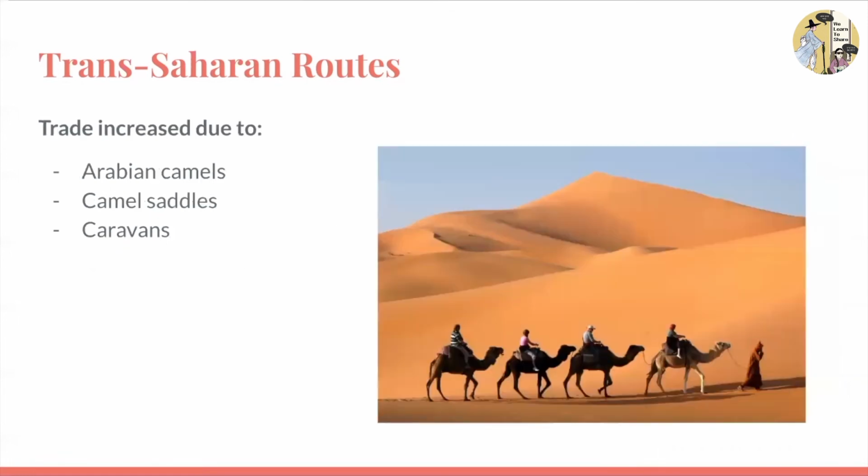Trade through the Trans-Saharan routes largely used camels as transportation. This was because camels could walk for 10 days without water, which made it possible to travel the desert between North and West Africa. Apart from camels, camel saddles and caravans had also allowed for trade to occur, as both items made trade efficient and faster to carry out.